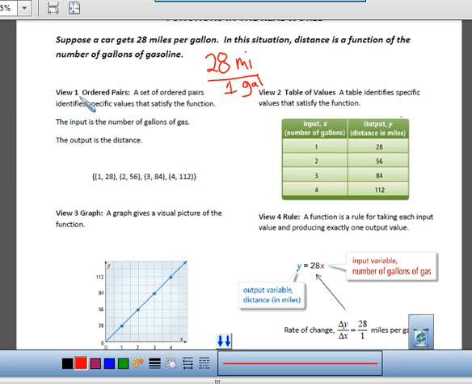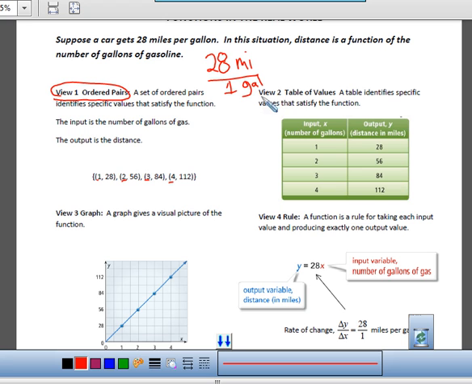Alright, so view 1 is ordered pairs. So a set of ordered pairs identifies specific values that satisfy the function. The input is the number of gallons of gas, the output is the distance. So if you look, the first numbers, 1, 2, 3, and 4, those are all the inputs, those are all the gallons. The second numbers, 28, 56, 84, and 112, those are the distance, or the miles that you can get for each number of gallons.